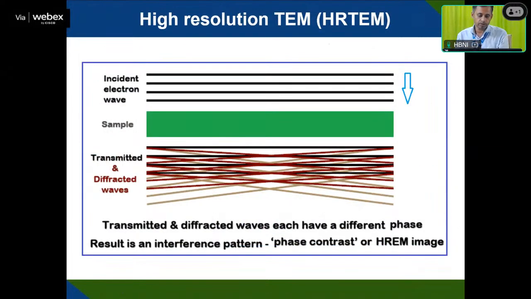The last part of today's talk will be on the high resolution transmission electron microscope. As I told, high resolution phase contrast transmission electron microscopy mostly uses both the direct and the diffracted beams. Those two, the transmitted beam and the diffracted beam, will interfere with each other. If coherent scattering is possible and they have different phases, because of that interference pattern you will get a high resolution image. The phase contrast image is obtained by combining both the transmitted and the diffracted beams.